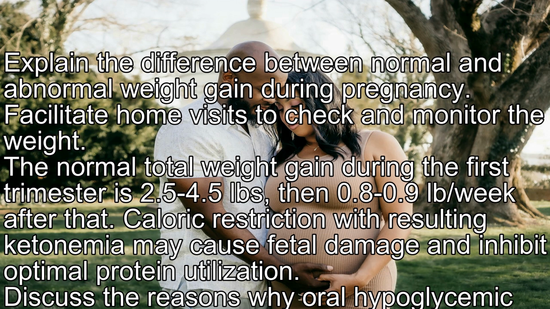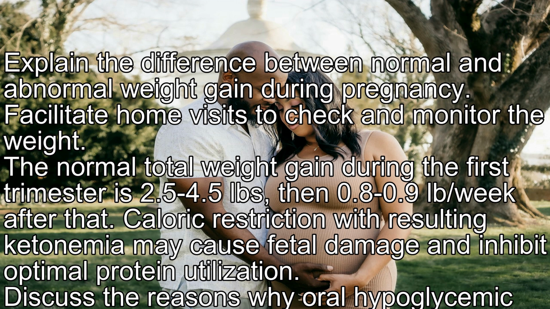Explain the difference between normal and abnormal weight gain during pregnancy. Facilitate home visits to check and monitor the weight. The normal total weight gain during the first trimester is 2.5-4.5 pounds, then 0.8-0.9 lb/week. After that, caloric restriction with resulting ketonemia may cause fetal damage and inhibit optimal protein utilization.